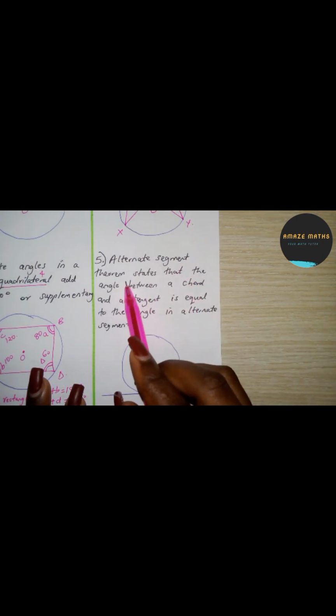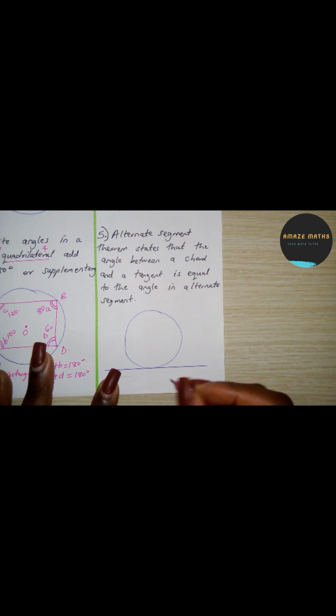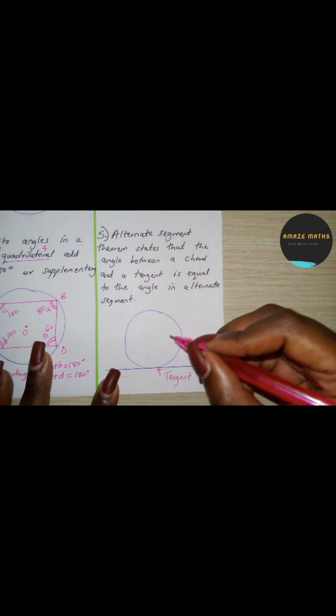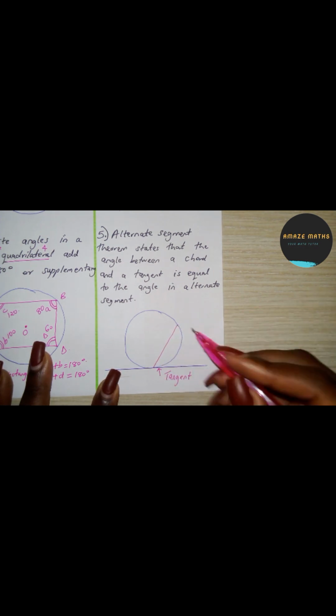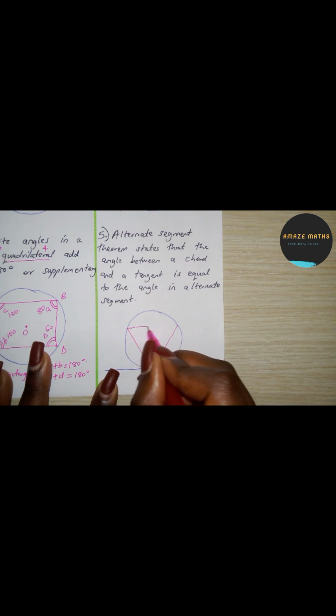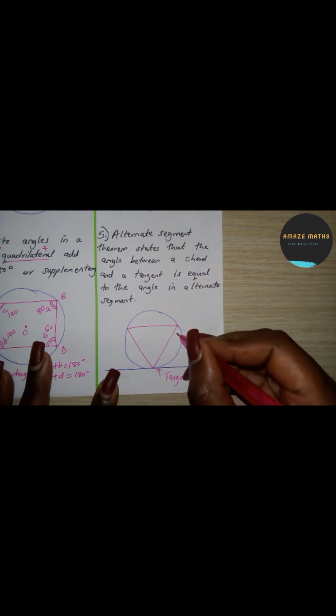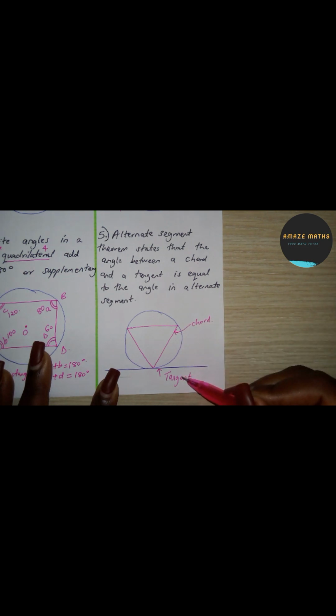Number 5, we have the alternate segment theorem, which states that the angle between a chord and a tangent is equal to the angle in the alternate segment. So this line that's touching the circle at a point is called a tangent. So this is a tangent, and then let's say we have a chord. We have that chord, and then we have another chord like that, and another one like that. So we're saying that the angle between a chord and a tangent is equal to the angle in the alternate segment.